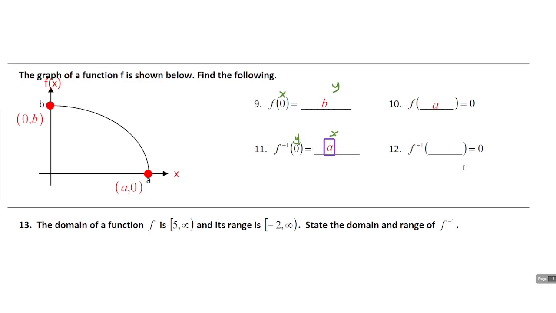Number 12 says f inverse of what is 0? So f inverse of which y value corresponds to an x value that's 0. And that's the y-intercept over here. When the x is 0, the y is b.